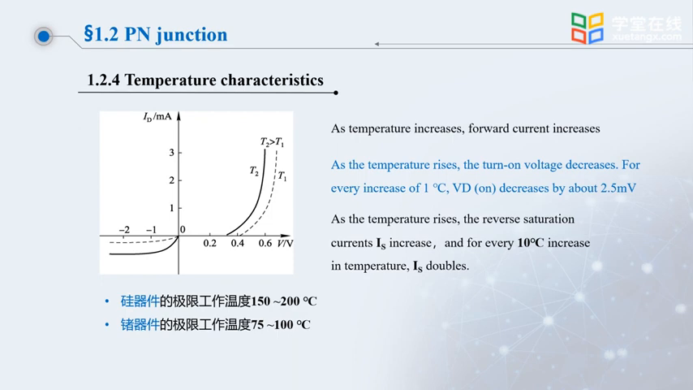As the temperature rises, we can see that the turn-on voltage VD(on) becomes smaller. If the temperature increases by 1 degree, VD(on) decreases by about 2.5 millivolts on average. Another point is that as the temperature rises, the reverse saturation current Is increases. Every time the temperature rises by 10 degrees, Is will double.